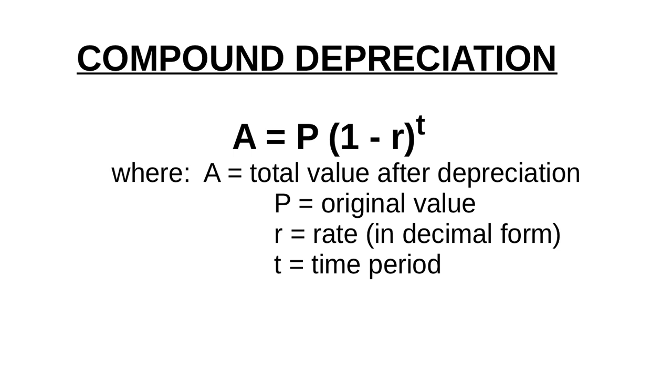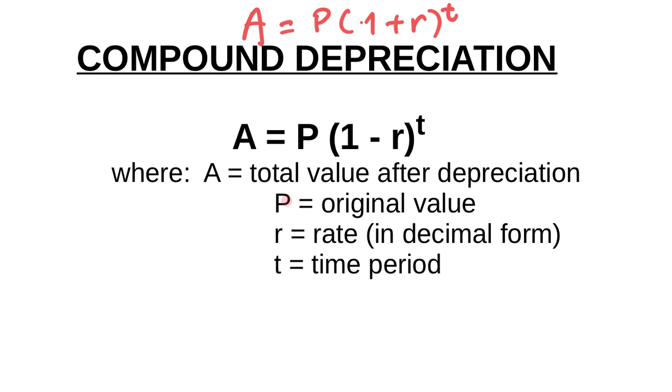It actually looks like your compound interest formula, right? A is equal to P(1 + RT). So in this case of compound depreciation, we are not going to use the plus sign. Instead, we're going to be using the minus sign.